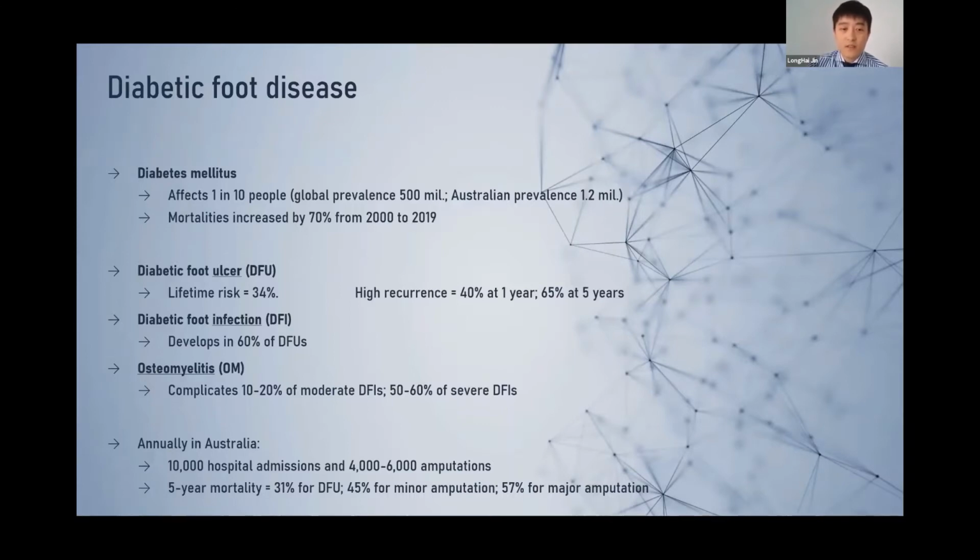Every year in Australia, there'll be 10,000 hospital admissions for diabetic foot disease, and 4,000 to 6,000 amputations will be performed. And the 5-year mortality for diabetic foot disease is fairly poor as well.